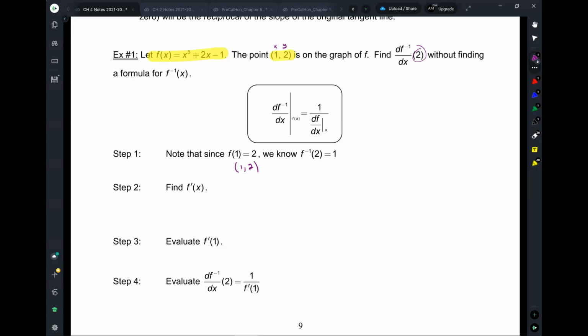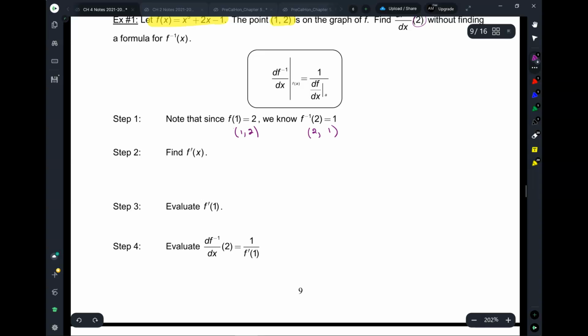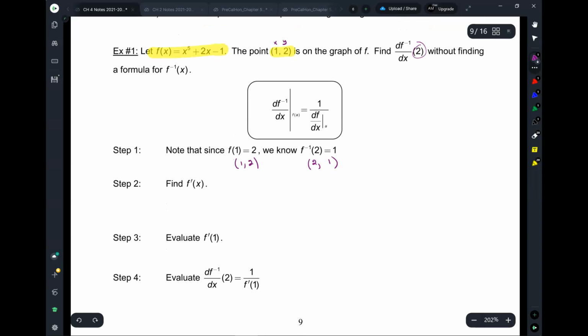We know that in the inverse, that corresponds to the point 2 comma 1. Okay? So what you want to do is first find the slope. Remember what we said here? That the slopes are just the reciprocals. So first find the slope of the original function.